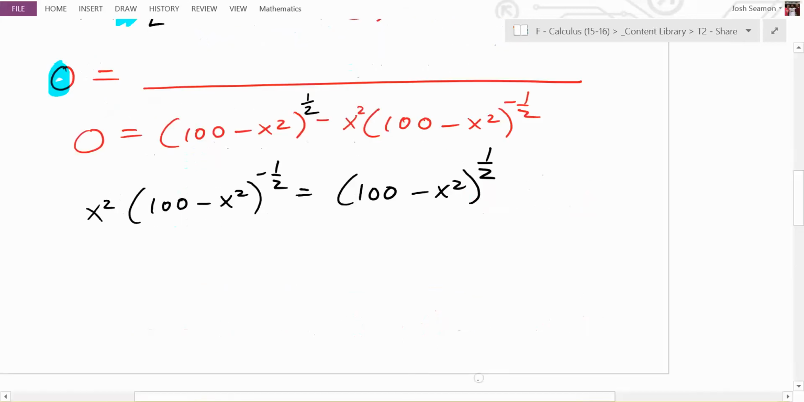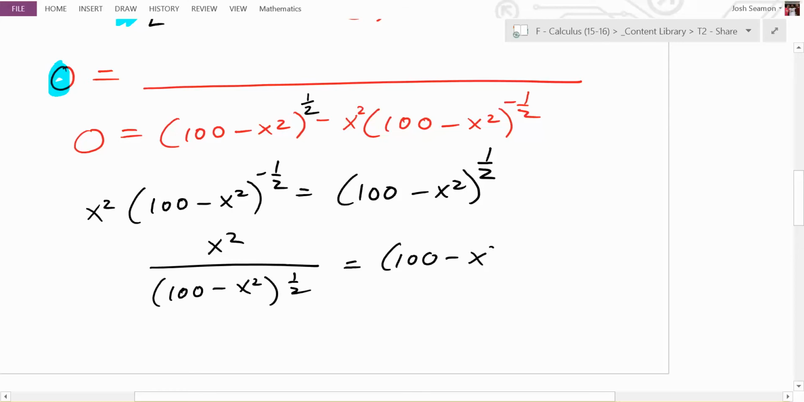Take a look at that, and what could we do now? Do we like negative exponents? What could we do now? Make it fraction. Yeah, so what do you mean by make it fraction? What does the left side become, Henry? 1 over, well, x squared over what? Over 100 minus x squared to the 1/2. Yes. Equals what? 100 minus x squared to the what? 1/2. Yeah. And that's all over 1, right?